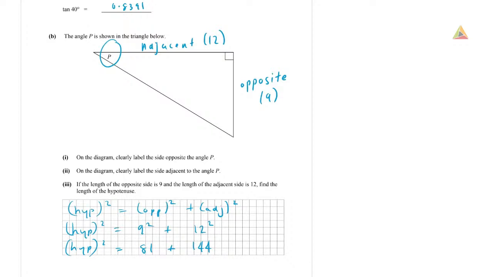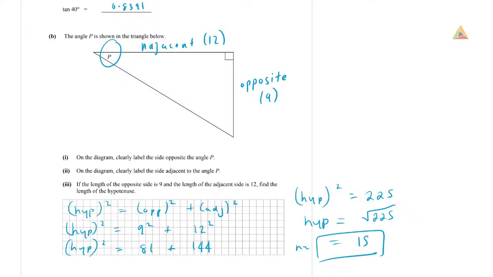I'm just going to continue it up here. So the hypotenuse squared is equal to, so 81 plus 144 is 225. Now, that's what the hypotenuse squared is, but I want to get what the hypotenuse on its own is. So that's going to be the root of 225. Put that directly into the calculator and you will get 15. So the hypotenuse is equal to 15. And that's the end of that question.